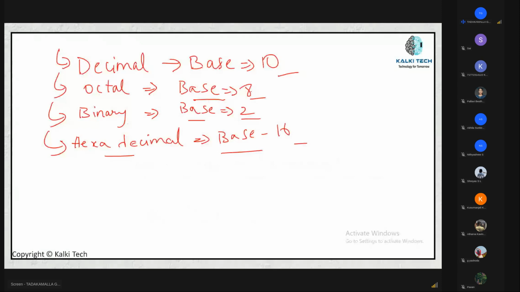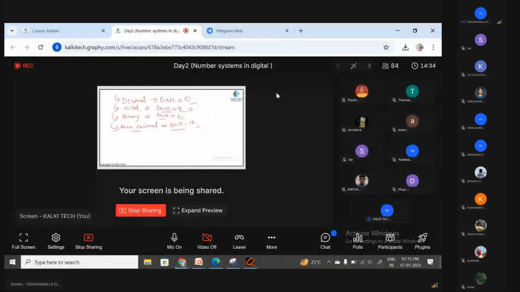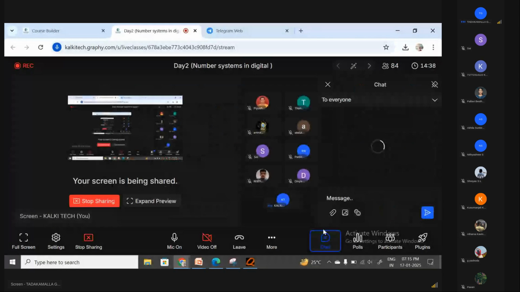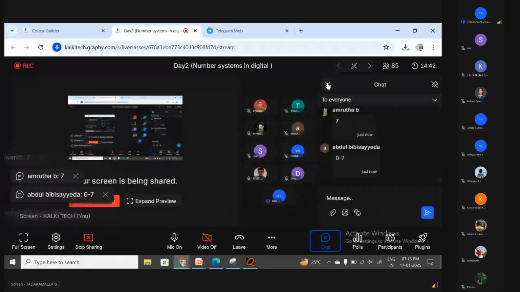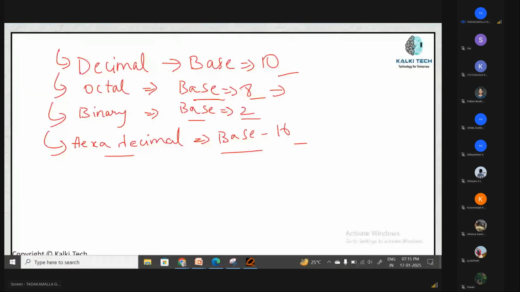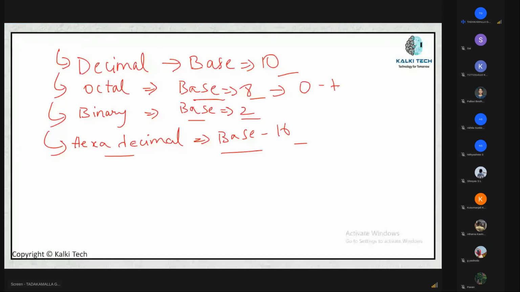And what about octal? How many digits are present in octal? Yes, 0 to 7, that is a total of 8 digits. So in octal, we have only 0 to 7. In binary, we have only 0 and 1. And in base 16, we have 0 to 15. We will discuss hexadecimal shortly.